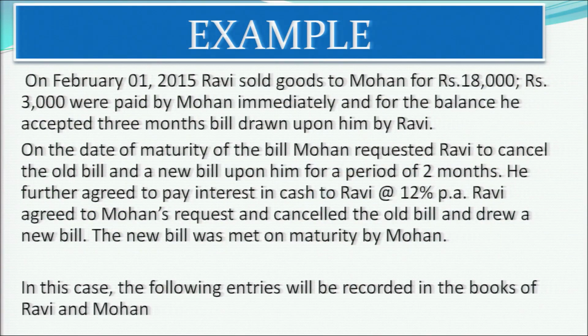Let us understand it by an example. On February 1, 2015, Ravi sold goods to Mohan for rupees 18,000. 3,000 are paid by Mohan, so that means the bill is for 15,000. On the date of maturity of the bill, Mohan requested Ravi to cancel it because he is not able to pay. So he has requested one more bill, for 2 months. How much interest is being charged here? 12% per annum, but we need to do it on a monthly basis. So Ravi agreed to Mohan's request, cancelled the old bill and drew a new bill.